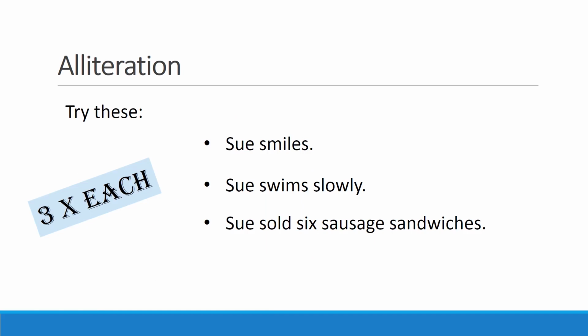You can have students help you create alliterative phrases and sentences. Start small with only 2 words. Use students' names for personal connections. For example, Sue smiles. Then expand the sentences to be a little bit longer. Sue swims slowly. Finally, create a longer sentence such as, Sue sold 6 sausage sandwiches.